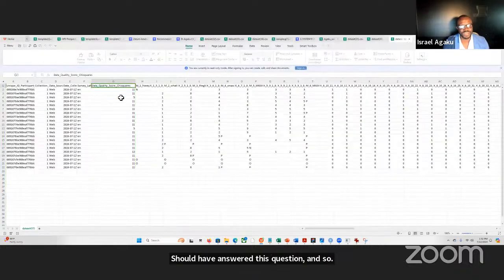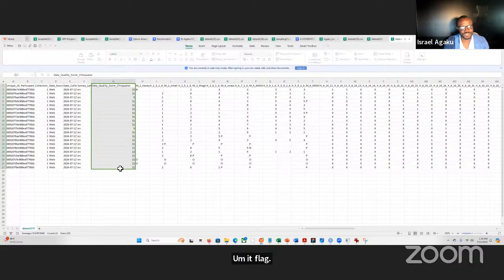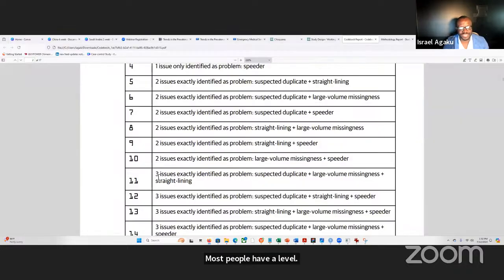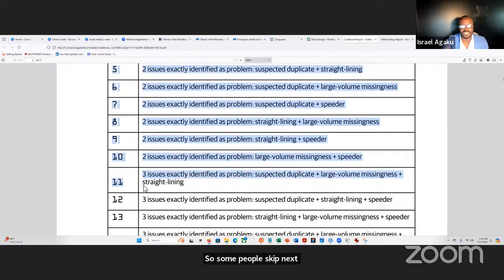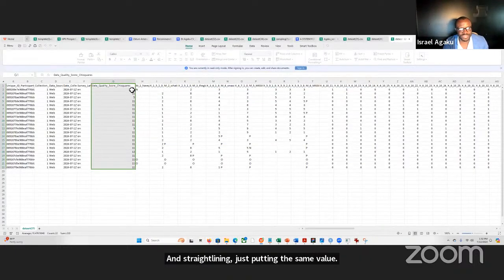So data quality score, most people have 11. You see that? And what does 11 mean? 11 means there are 3 issues identified as a problem. There were suspected duplicates. Maybe there were many people who did the survey. Well, I did it many times too. There is large volume missingness. So some people skipped next without answering the question. And straight lining, just putting the same value, AAA, consistently. So we have a lot of 11s.